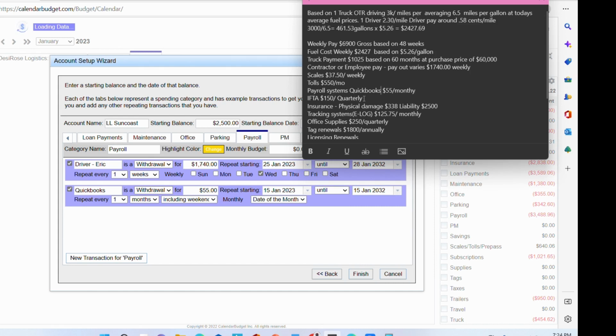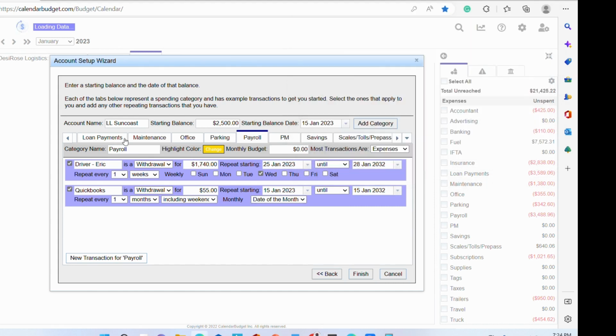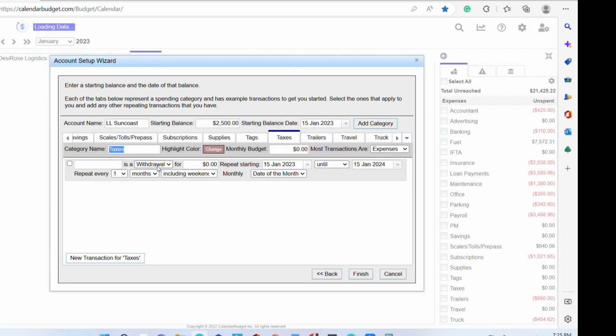Your IFTAs are quarterly. I like to put that under the tax portion. Here's my tax. I think I also had an option. I think I had IFTAs on here as well. Yeah, so I have IFTAs on here too. Some people put their IFTA under their fuel because IFTA is a fuel tax. Whatever makes you happy. I did have IFTA over here, so I'm going to go ahead and put that in there. So here's IFTA.